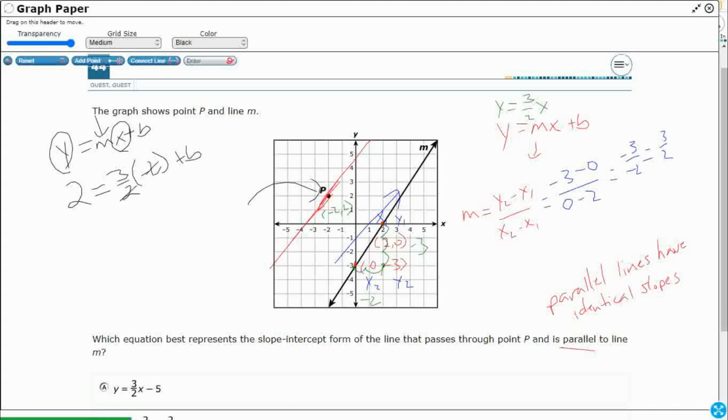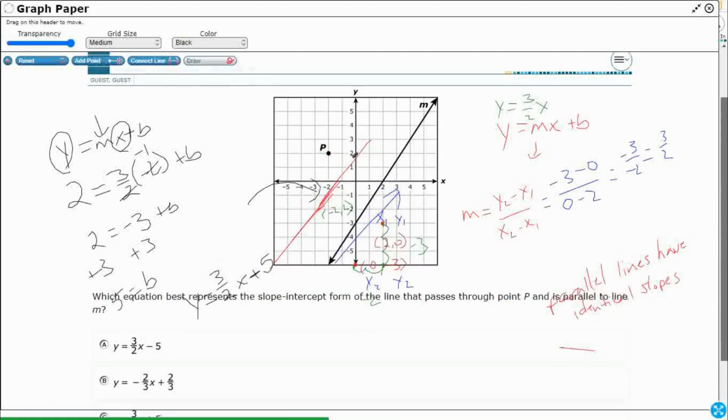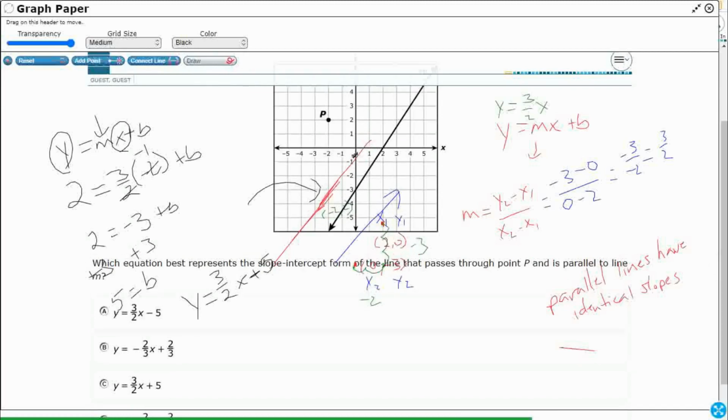Alright, so those two are going to cancel out. That's just going to be -1. So it's going to be 2 equals -3, because 3 times -1, plus b. Let's add 3 to both sides. And that's b equals 5. That was close. That was 5-ish on my line right there. So here we go. y equals 3/2 x plus 5. That would be a line that passes through point P. It's parallel to line M. And there we go. My answer is C.